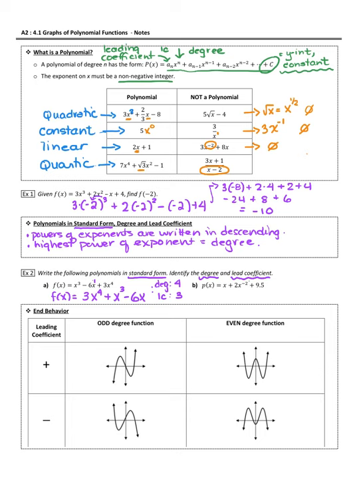Hopefully you recognize that there is a negative exponent here, which means this is not a polynomial, so we don't have to do anything. All right? Awesome. Now comes sort of the fun part.